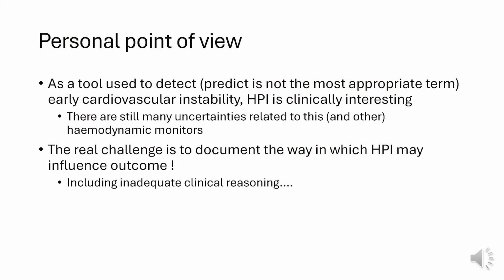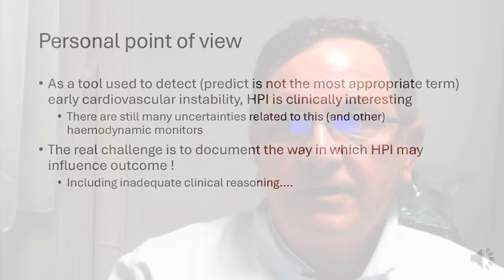So my personal point of view, to summarize, is HPI is a tool to detect, I don't like the term predict, and I insist on this, so as a tool to detect early cardiovascular instability, I think HPI is clinically interesting. There are many uncertainties related to this and other hemodynamic monitors. And the real challenge is to document the way in which HPI may influence outcome, including inadequate clinical reasoning, which will be translated into over-treatment of arterial hypertension.